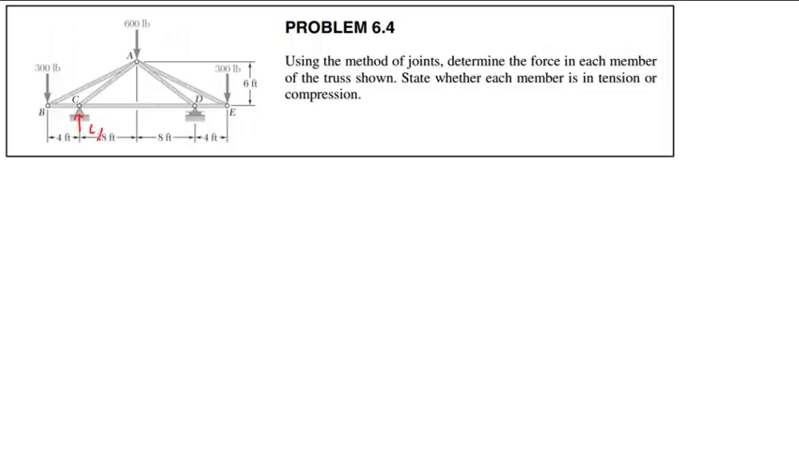I'm going to have Cy, Cx, and Dy. Again, joint C will have reactions in the x and the y direction because it is a pin joint, while joint D will have a reaction in only the vertical direction because it is a roller joint.